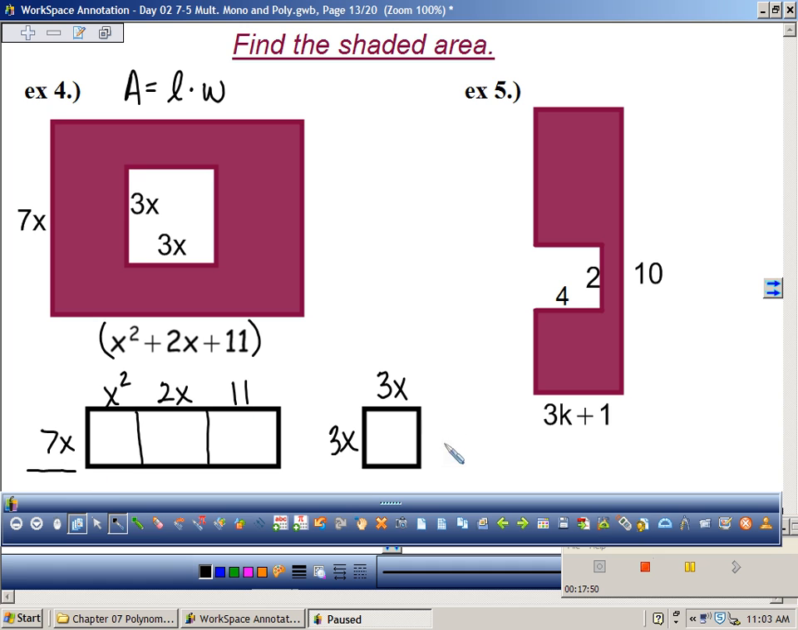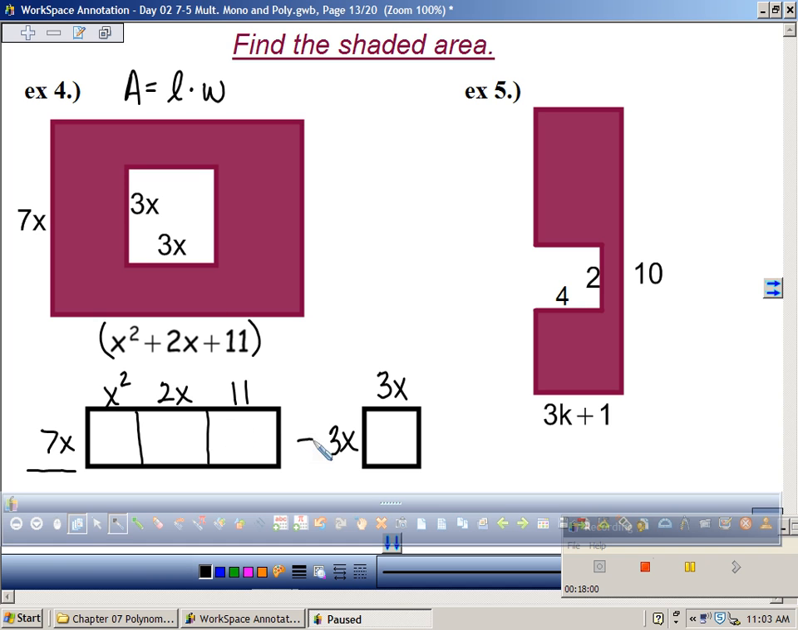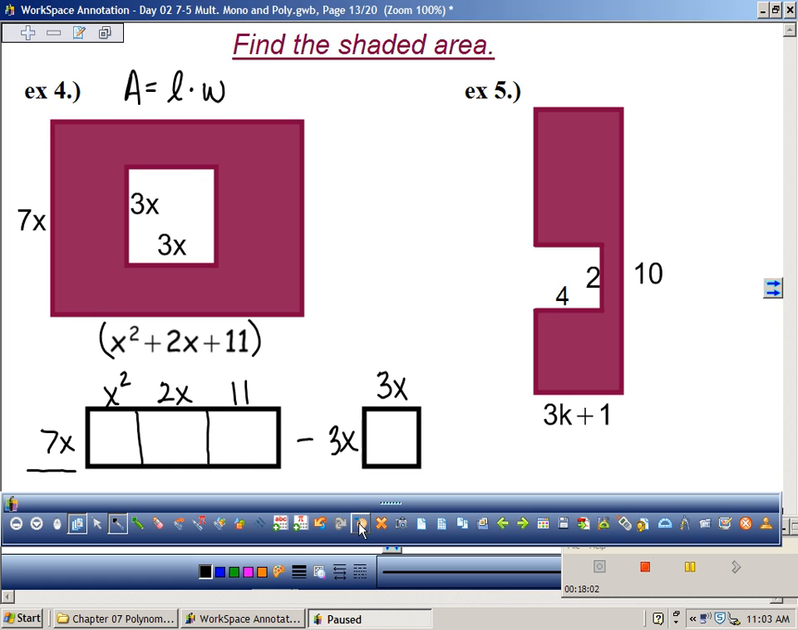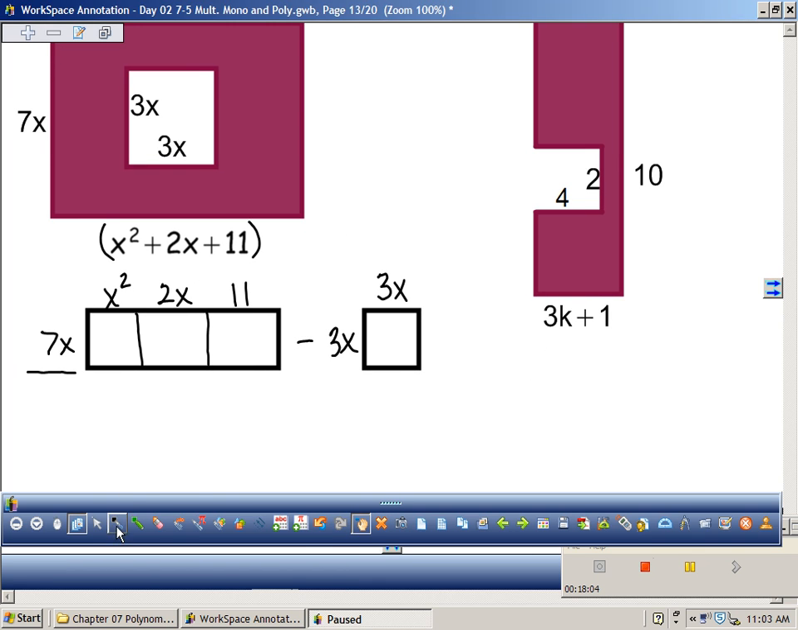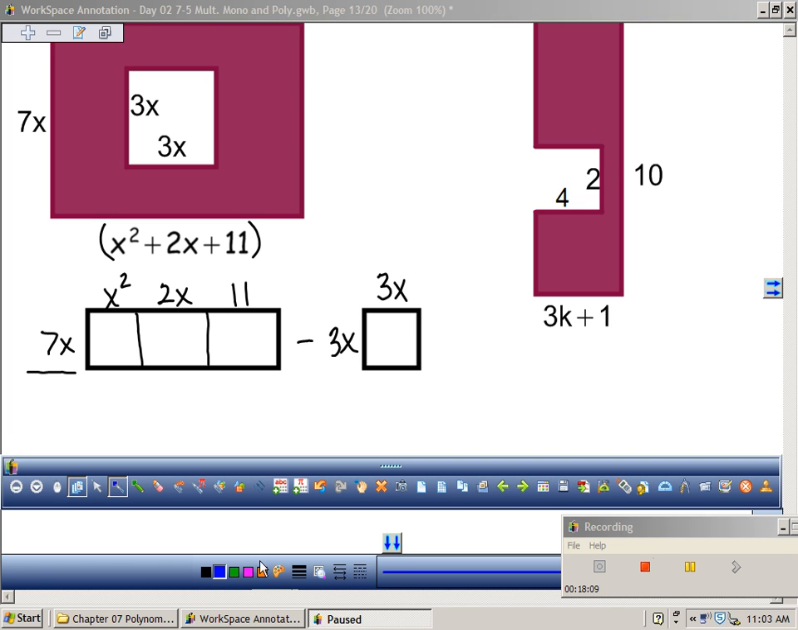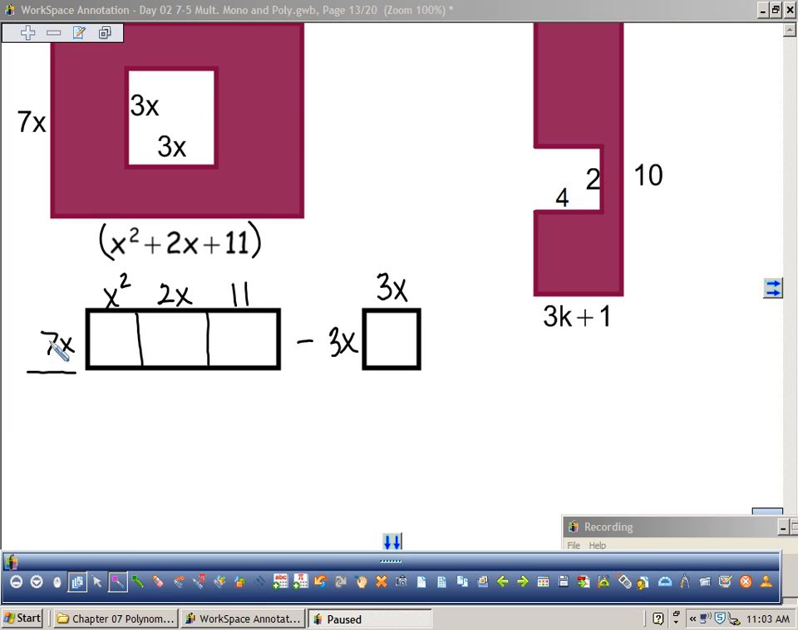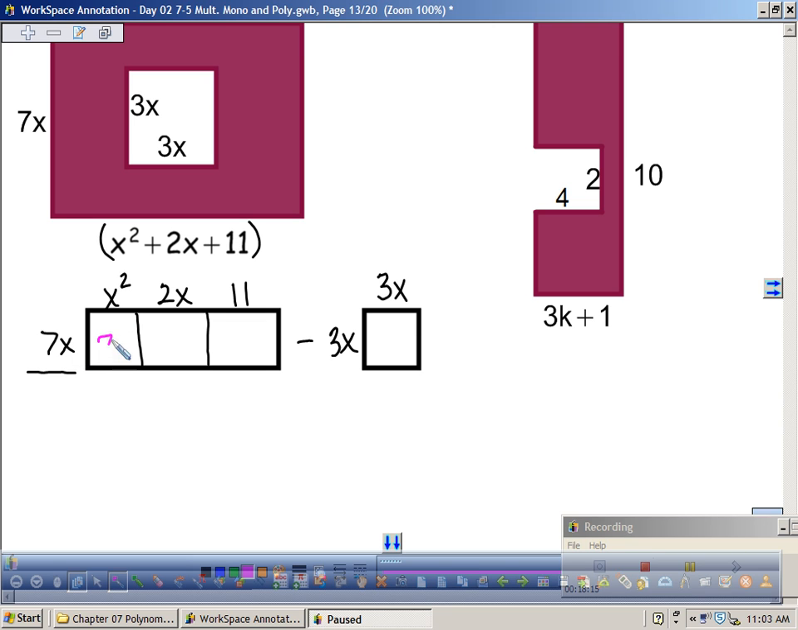What would I do with the two of these? If I've got one and I cut out a hole, what operation is it when you cut something out? I'm going to subtract them. Much better than I did in the last class. It wasn't pretty in the last class. All right, let me change my color. We'll do pink. So 7x times x squared is 7x to the third power, good.